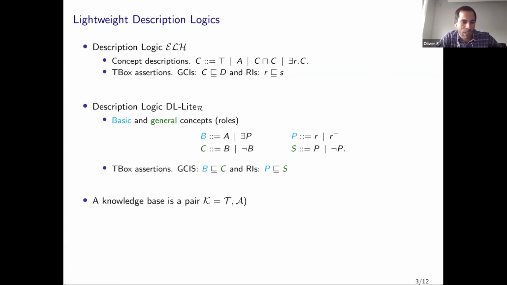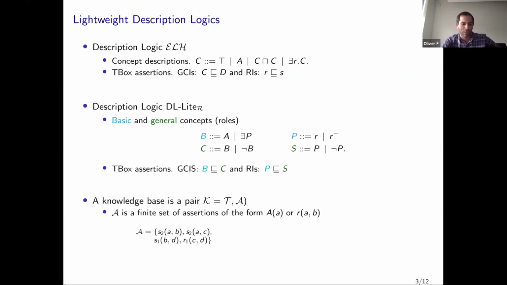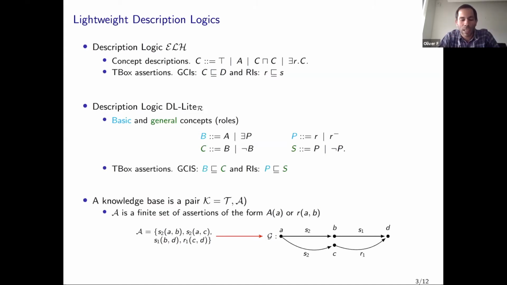And finally, a knowledge base is a pair consisting of a TBox and an ABox, and the ABox is a finite set of assertions. And here we have an ABox and the graphical representation, which is actually the graph database that we showed before. And so ABoxes and graph databases can be translated into each other in general. So from now on, we will just use an ABox to explain the next point.